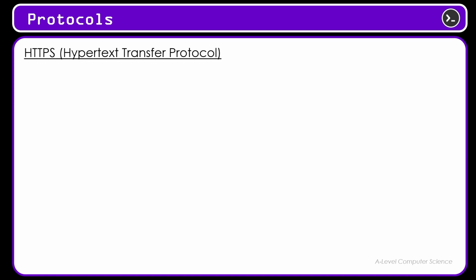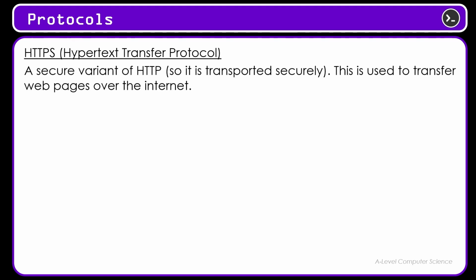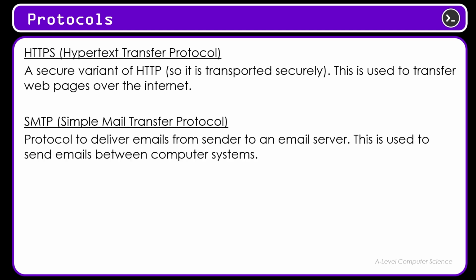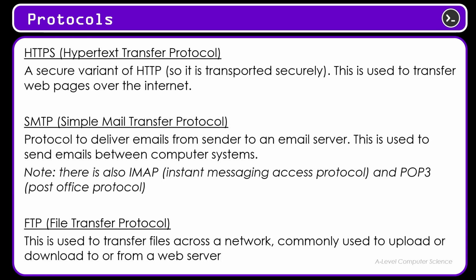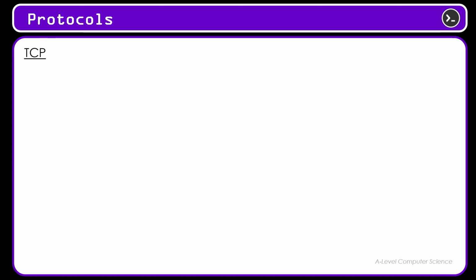The first protocol is HTTPS, Hypertext Transfer Protocol Secure, a secure variant of HTTP, meaning that data is transported securely, and HTTP or HTTPS is used to transfer web pages over the internet. SMTP is a protocol that delivers emails from sender to an email server, and this is used to send emails between computer systems. Just as a note, there's also IMAP and POP3 protocols as well. The File Transfer Protocol, FTP, is used to transfer files across the network, commonly used to upload to or download from a web server.